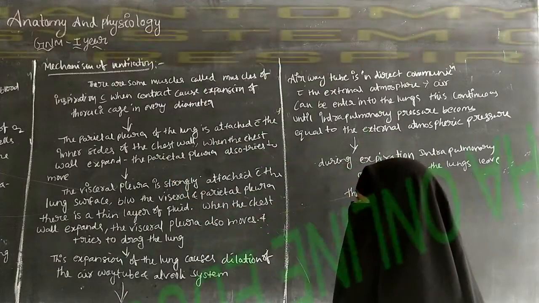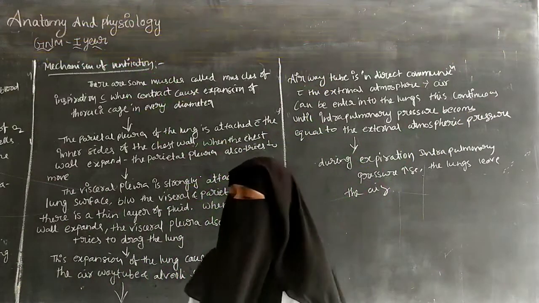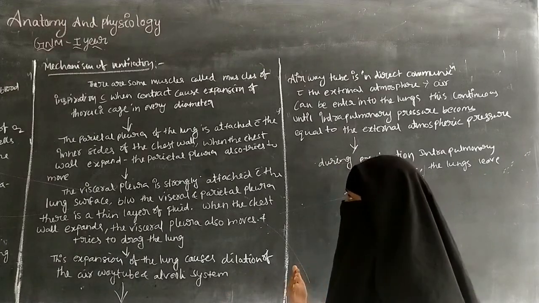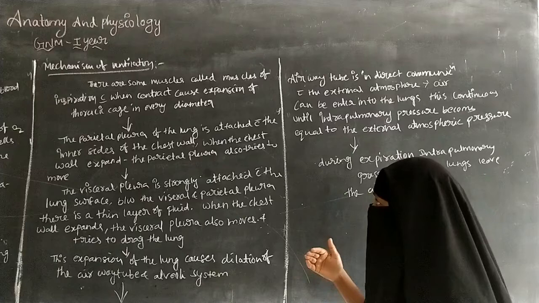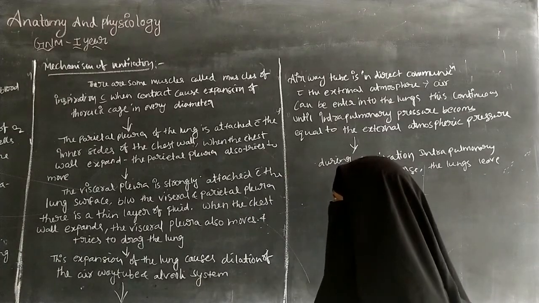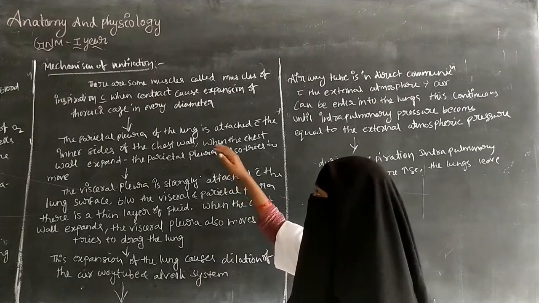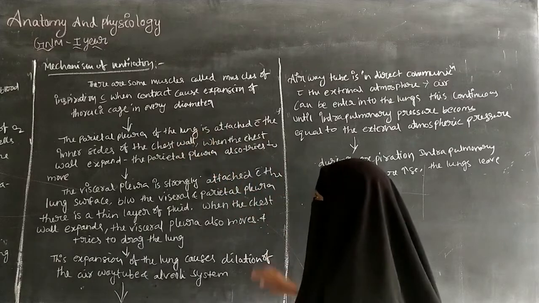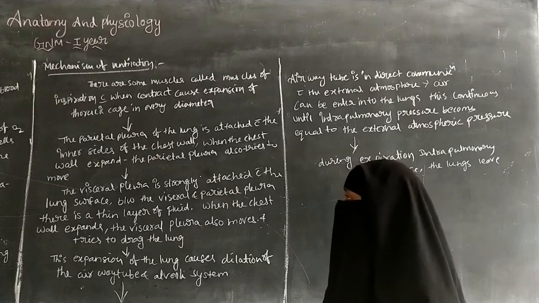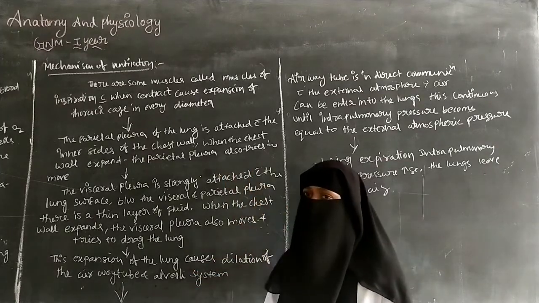So when the chest wall expands, the parietal pleura also tries to move. The parietal pleura of the lung is attached with the inner side of the chest wall, and when the chest wall expands, the parietal pleura also moves.